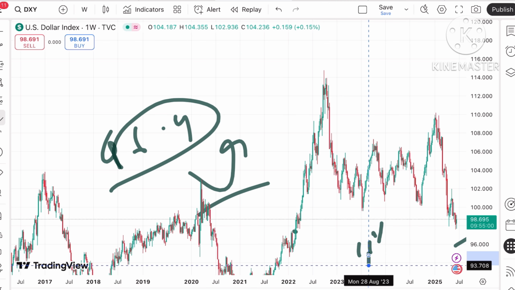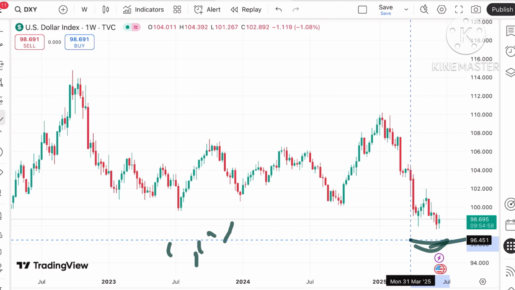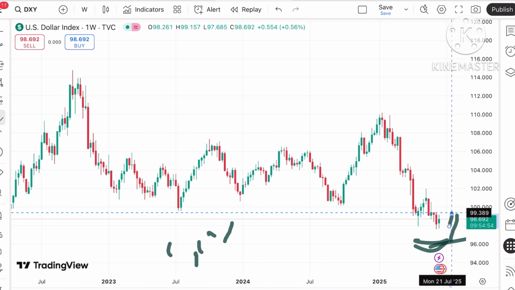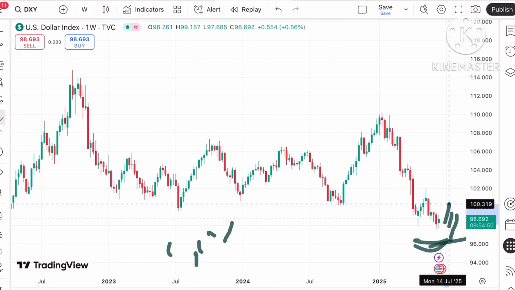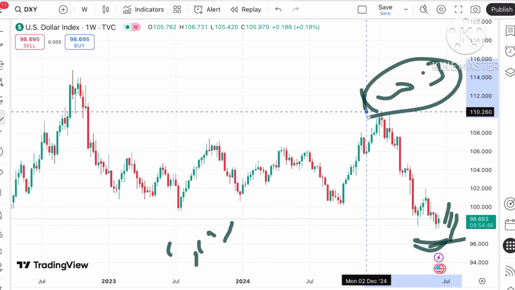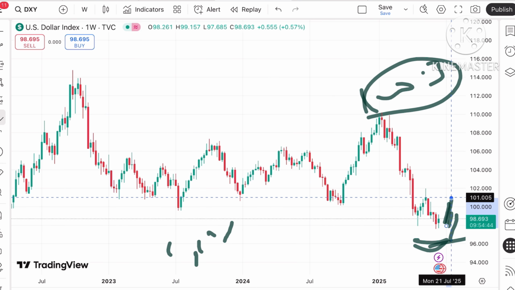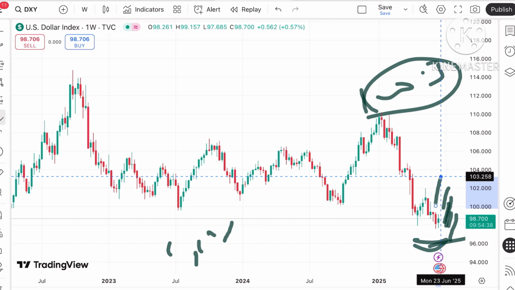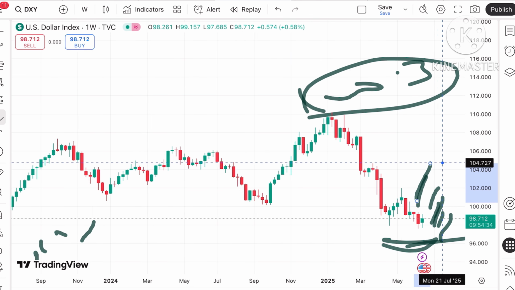But if it sustains above this level, it can go further upside towards 99.1, and if the price goes above this level, the probability of going towards 99.3. If the price sustains above this level, we can see a probability of sustaining above 100.3, and from there a level of 101. Suppose the price moves above this level, we can see a probability of touching 102, then a level of 103.2, and then a further upside towards 104.